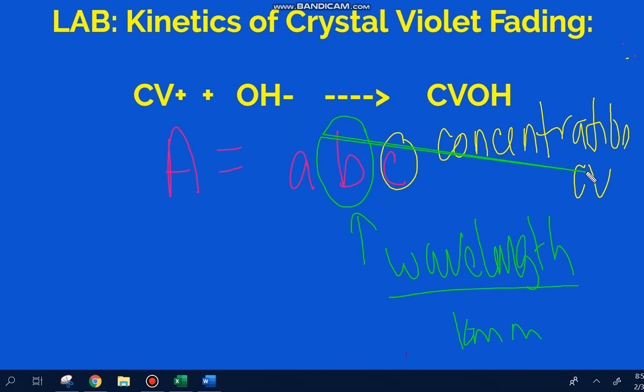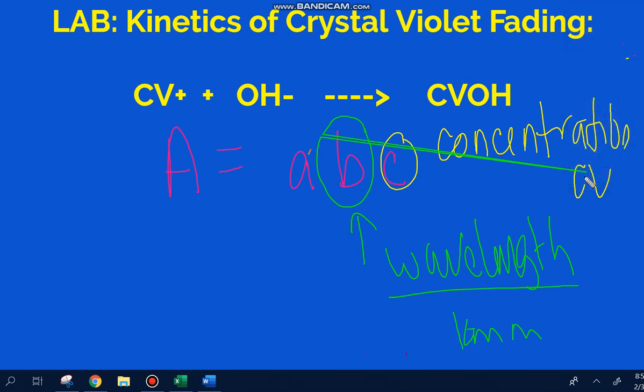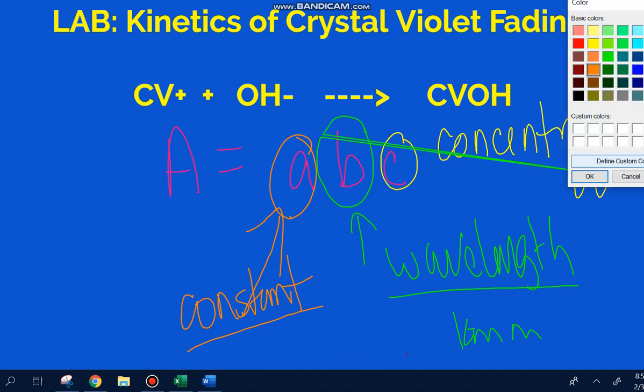Okay, and then we have epsilon, our molar absorptivity. This is actually a constant for each individual molecule. So every different compound, molecule, atom, ion has its own molar absorptivity coefficient, and I will give that to you when we do the lab. This is unique to each compound, so that is something that we are going to know when we get to the lab.